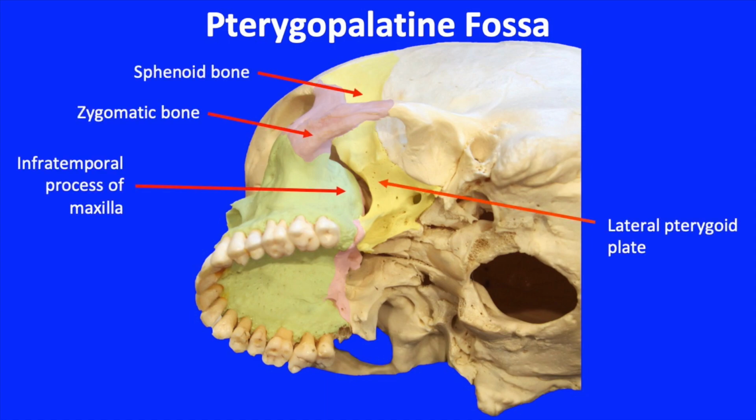These are the sphenoid bone, the zygomatic bone, the maxilla, and the lateral pterygoid process. And now we can assign the name of the pterygopalatine fossa to the space intervening between the two bones.